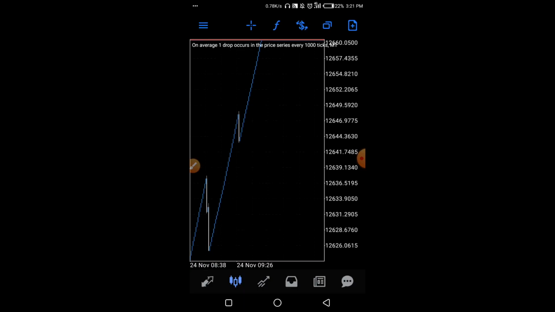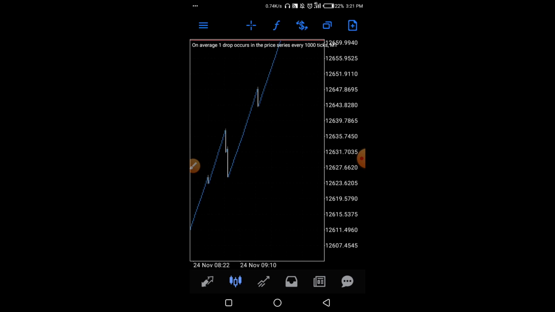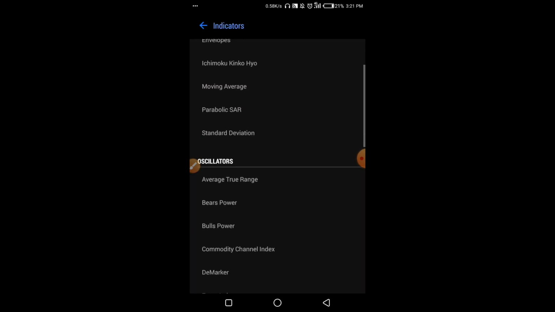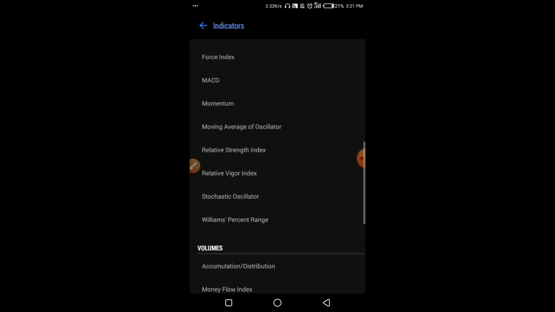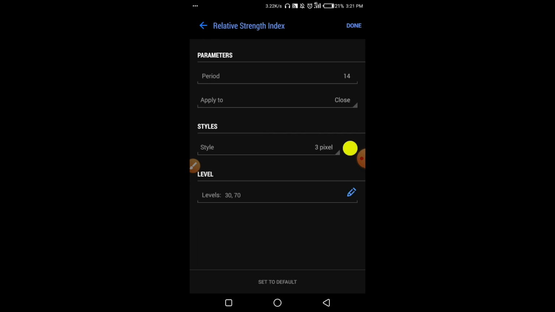So as I said, this strategy is very easy and accurate. We are going to use moving average. The first step is going to the indicators list and adding moving average and RSI to our window. So let's add RSI first. RSI means relative strength index. Here we have RSI. Set the period to 14 or 13, but I prefer 14.